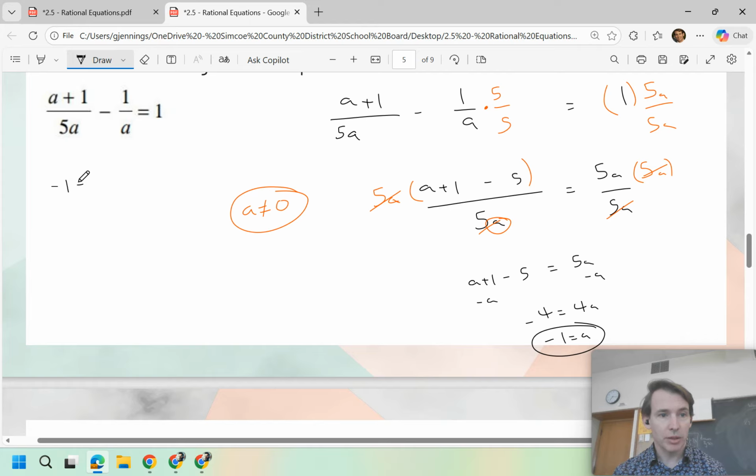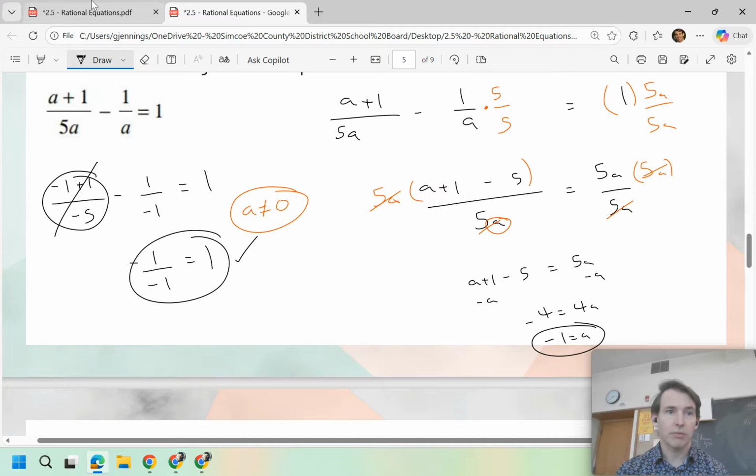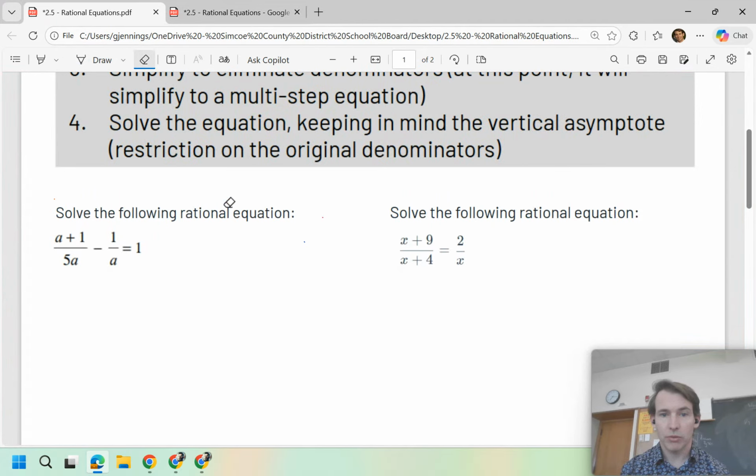Minus 1 plus 1, all over minus 5, minus 1 over minus 1. Does that indeed equal 1? Well, this is 0, so that's gone. And negative 1 divided by negative 1 is indeed 1. So this checks out.